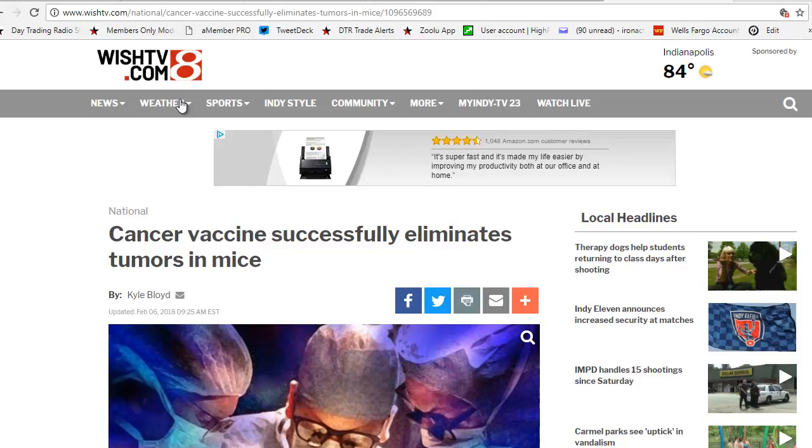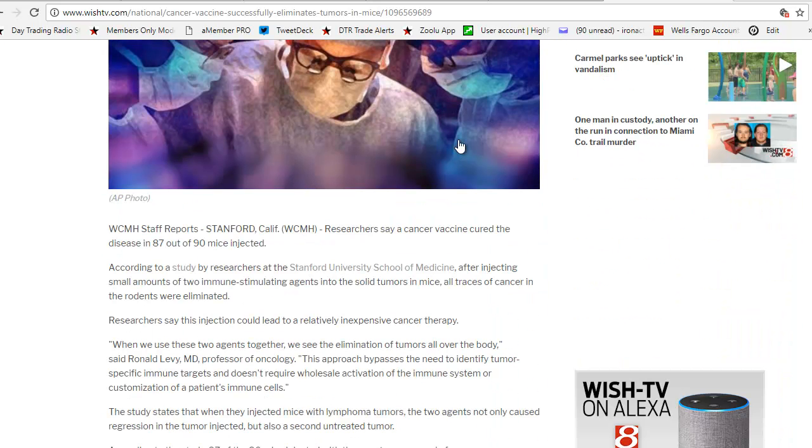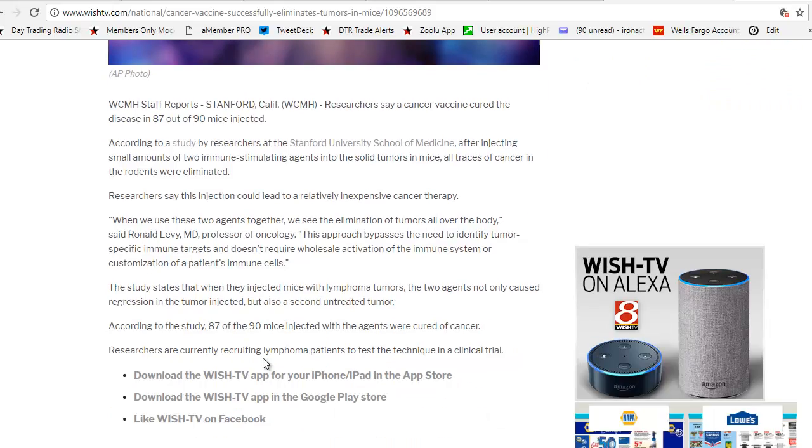Cancer vaccine eliminates tumors in mice. Staff reports. WCMH staff reports. It's not even a private, it's an in-house press release. Researchers say a cancer vaccine cured the disease in 87 of 90 mice injected. According to a study by researchers at the Stanford University School of Medicine, after injecting small amounts of two immune-stimulating agents into the solid tumors of mice, all traces of cancer in the rodents were eliminated.